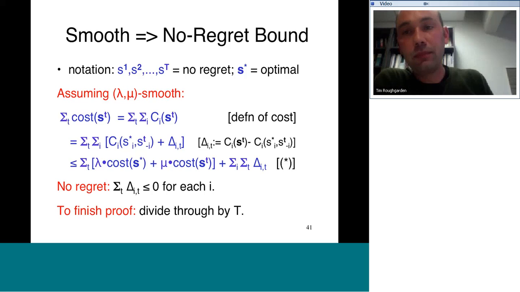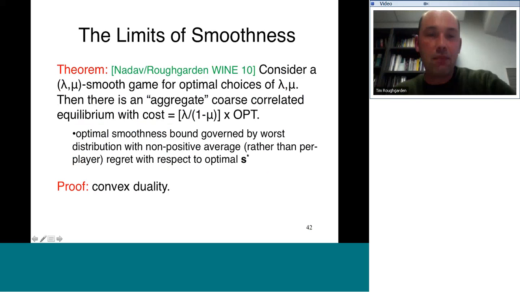Okay. All right, so we're done with the proof type slides. I want to make a collection of comments in my final 10 minutes. So first, just two quick sound bites about senses in which the work I've described so far is tight, is best possible.